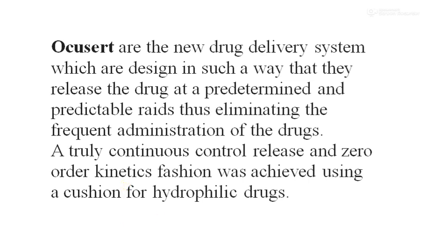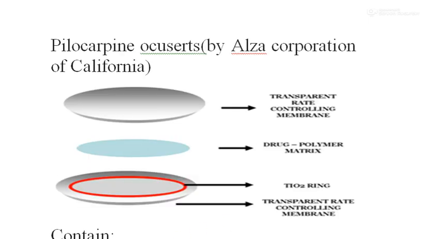So basically we can say a truly continuous controlled release and zero order kinetics was achieved using these for hydrophilic drugs. And the proper example of this kind of dosage form is the pilocarpine Ocusert. Firstly, it was made by Alza Corporation of California.